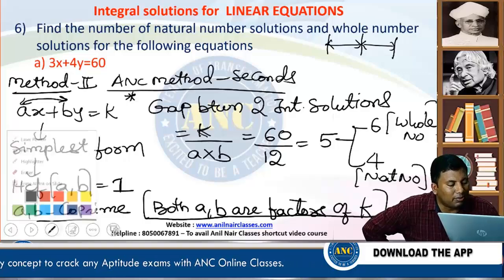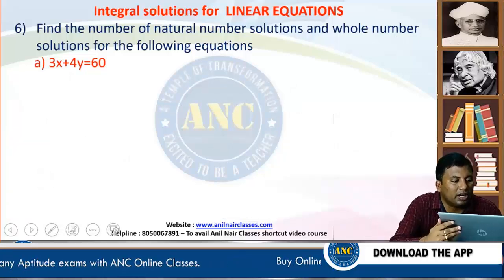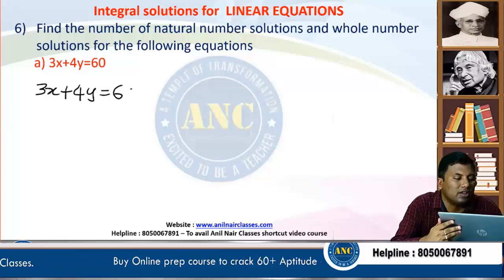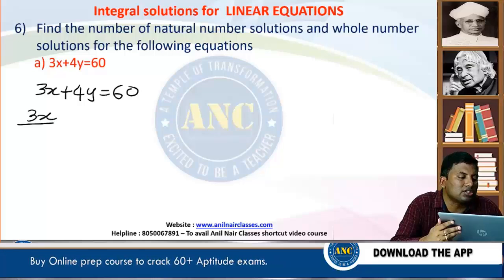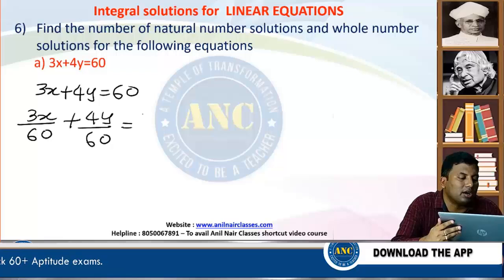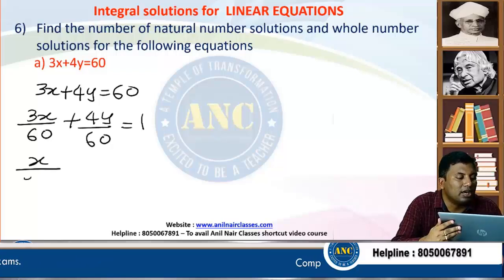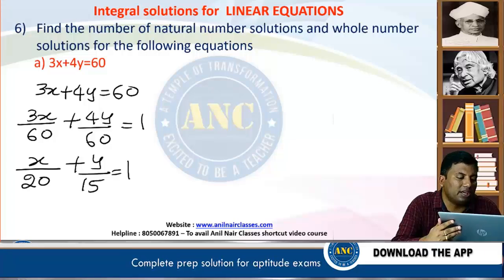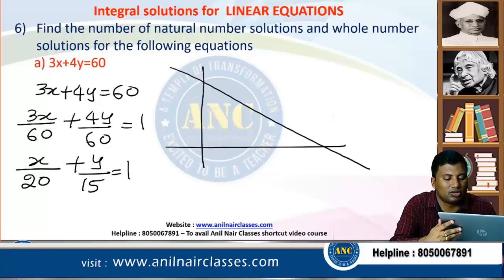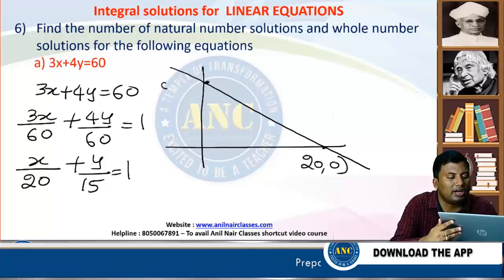This is formed because of coordinate geometry. 3x plus 4y equivalent to 60. This is nothing but 3x by 60 plus 4y by 60 equivalent to 1. This is nothing but x by 20 plus y by 15 equivalent to 1. If I take a Cartesian plane, the x intercept is 20 comma 0, and the y intercept is 0 comma 15.